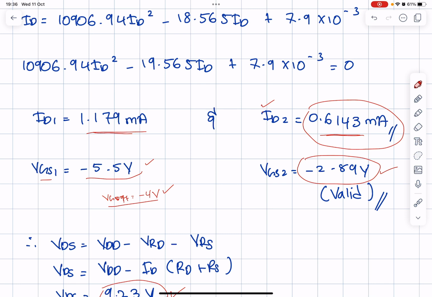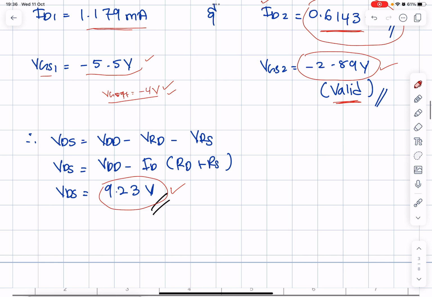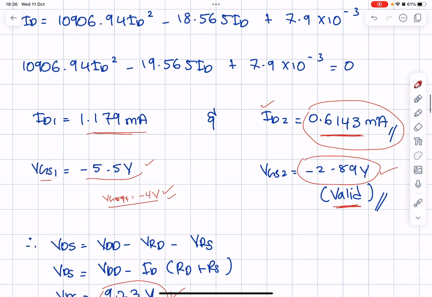Maybe minus 3, minus 2, minus 1, minus 0.5. That VGS is valid. So as you can see here, in ID2, you have current equal to this value. And then you check in your VGS, your ID is only minus 2.89 millivolt, which is in the negative, more than this minus 4 volt. So this is considered valid.